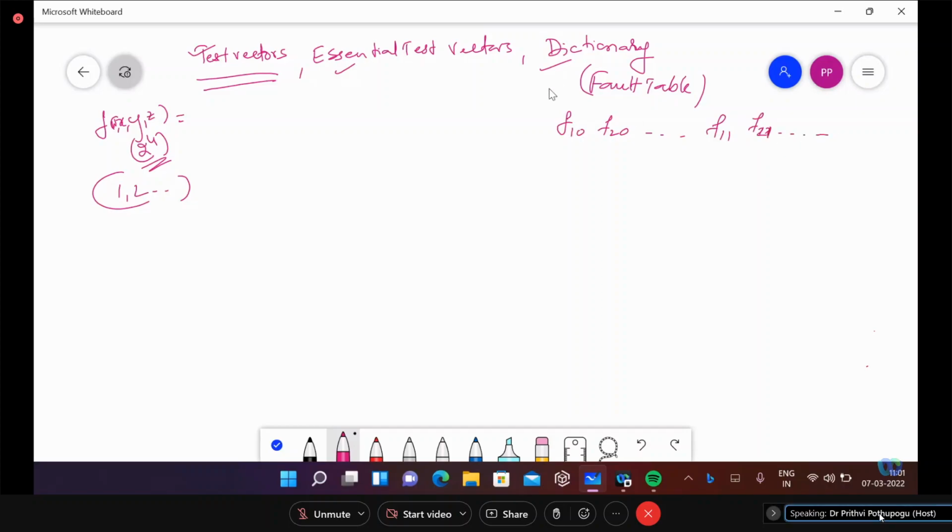This was your set of, what you say, the response of the design. And for which test you are taking, that means this combination, T1, T2, T3, and so on, how many you will be getting. Okay.